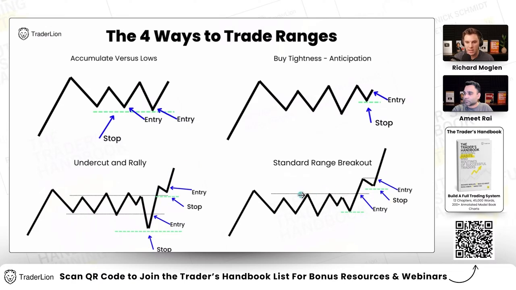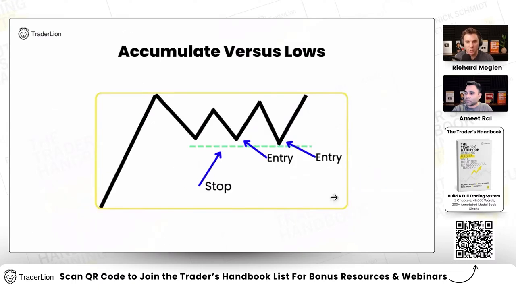Then lastly, we've got the standard range breakout. This is probably what you guys are most familiar with, where we break out through key highs and we enter here, setting our stop at the higher low or the low of the range. And you can even add at the next, slight higher low and re-breakout, confirming the breakout of the range. So those are at a very high level the 4 ways to trade a range.